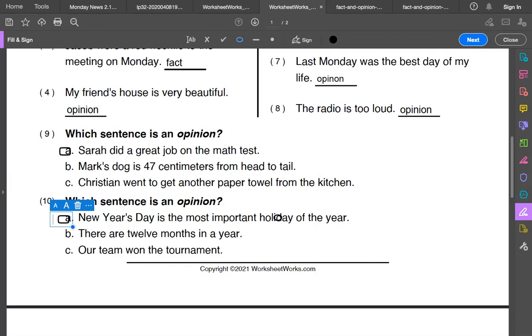Every different holiday is maybe more important than the others for religious reasons, or just maybe fun. Maybe you really, really like Thanksgiving, and my grandfather died on Thanksgiving, so I don't really like it. You know what I mean? So that's where we get opinion based on that.